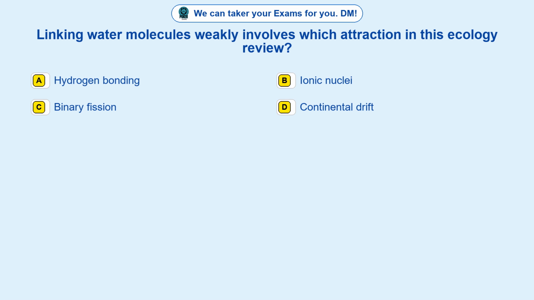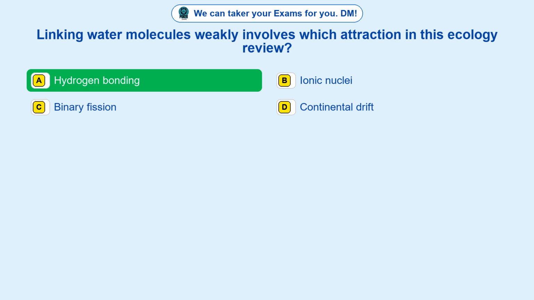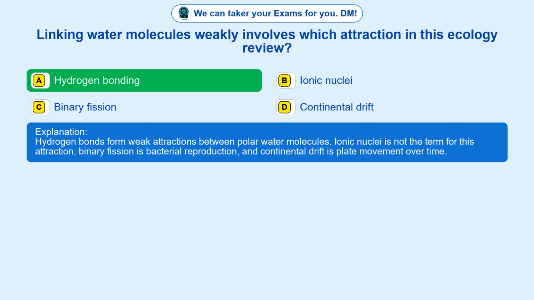Question 51. Linking water molecules weakly involves which attraction in this ecology review? Option A, hydrogen bonding. Option B, ionic nuclei. Option C, binary fission. Option D, continental drift. The correct answer is option A, hydrogen bonding. Hydrogen bonds form weak attractions between polar water molecules. Ionic nuclei is not the term for this attraction, binary fission is bacterial reproduction, and continental drift is plate movement over time.